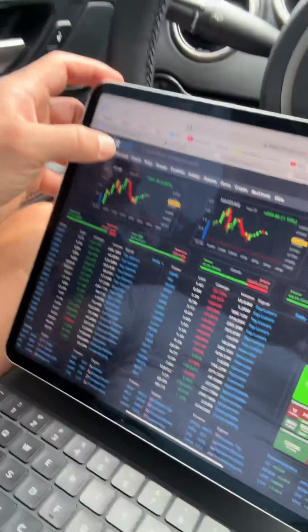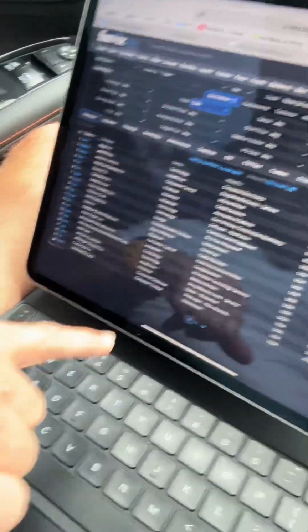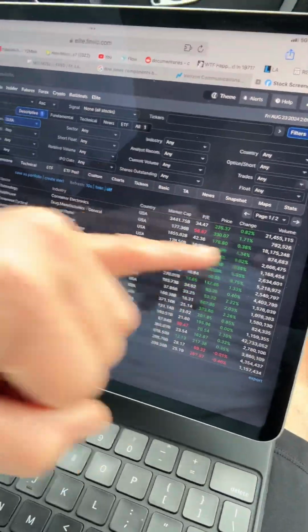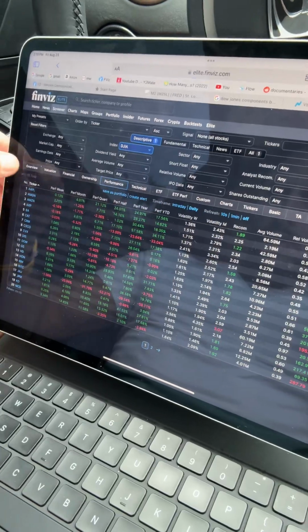But how would I do this? Okay, start off at the FinViz screener. Right here, FinViz, hit the screener, boom, index. Let's just say Dow Jones. There's only 30, so we're sorted here alphabetically, and you got all these other things you can tap between, right? All the other stats and numbers.